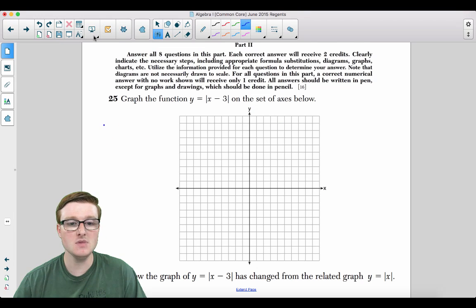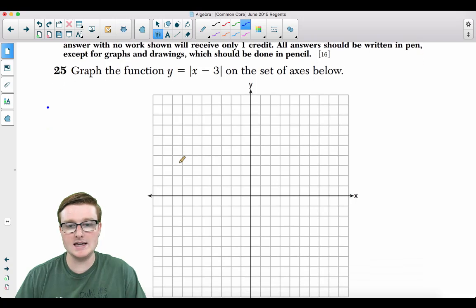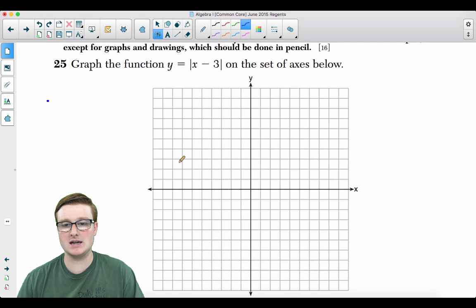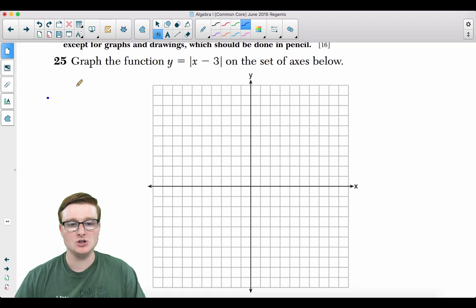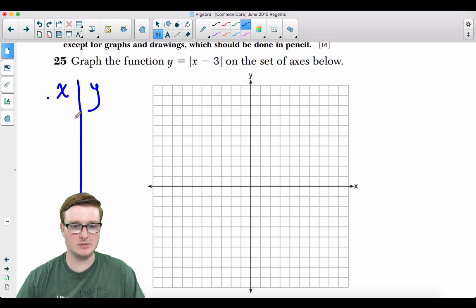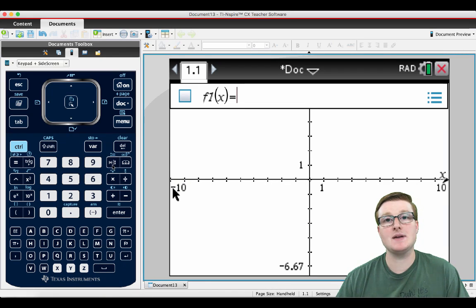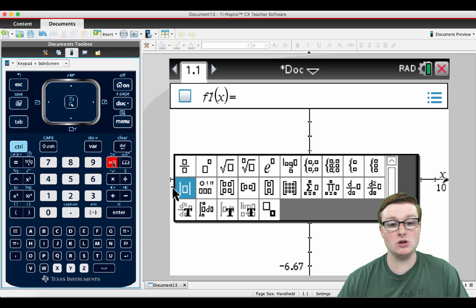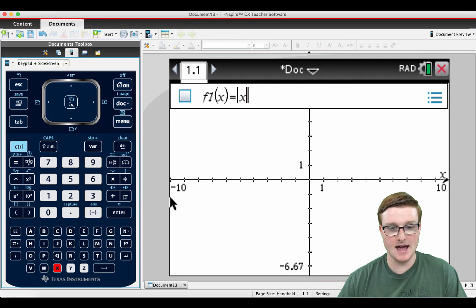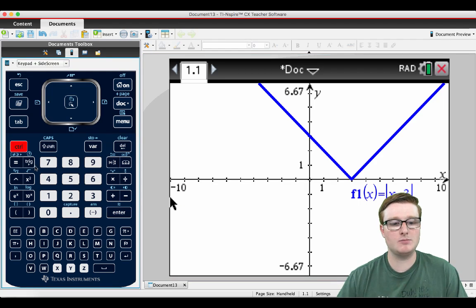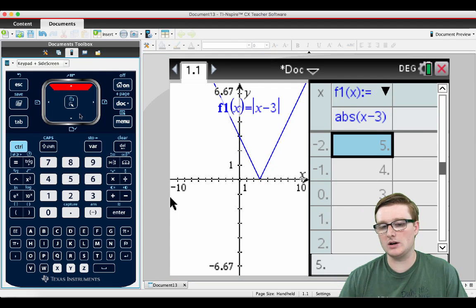Number 25 says, graph the function y equals the absolute value of x minus 3 on the set of axes below. So the first thing that I'm going to do is create an xy table on the side. I'm going to go to my graphing calculator and type in the absolute value of x minus 3. Go to the button next to the catalog, the book on the TI Inspire. In the middle row, in the first column, that's your absolute value bar. Then type in x minus 3. Now press Control T, and then you get your values here.